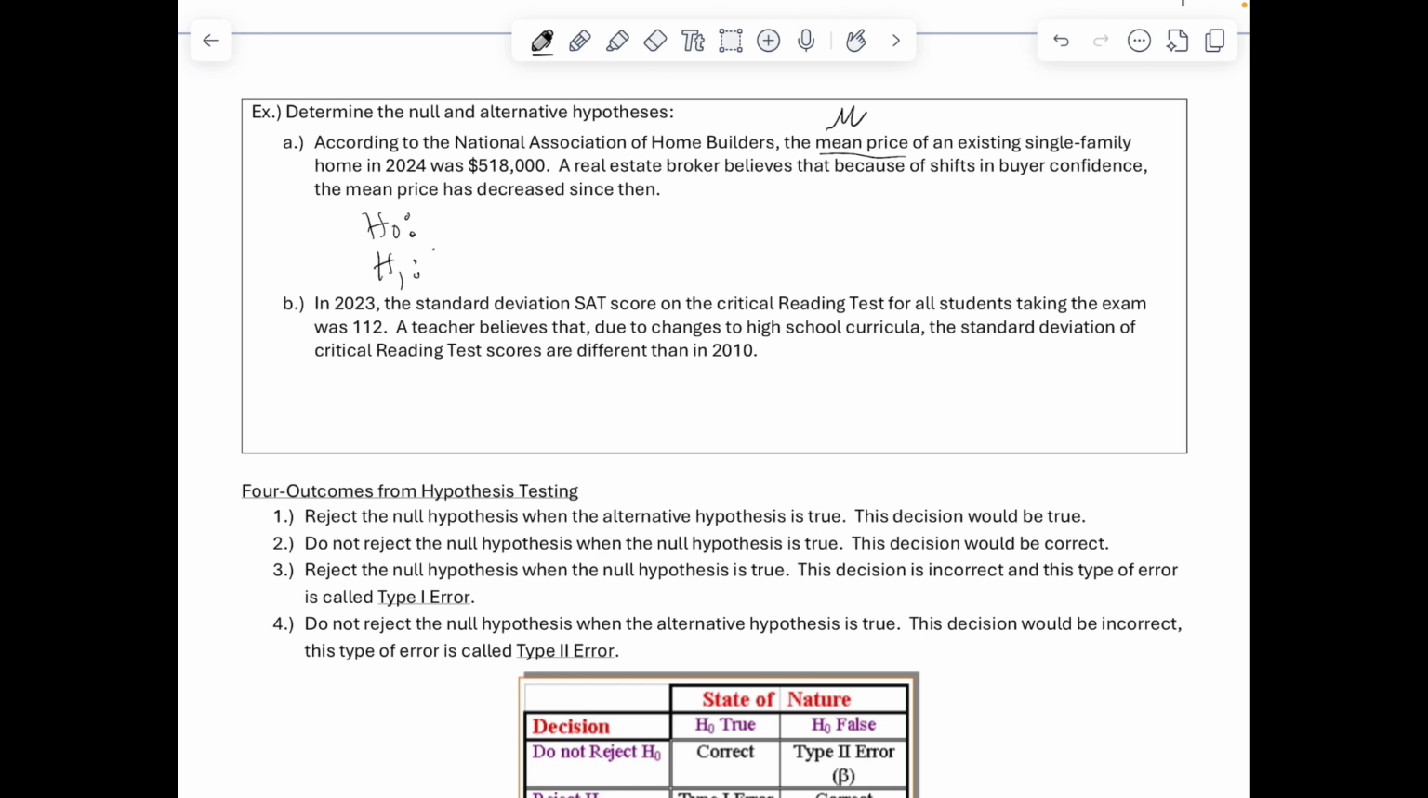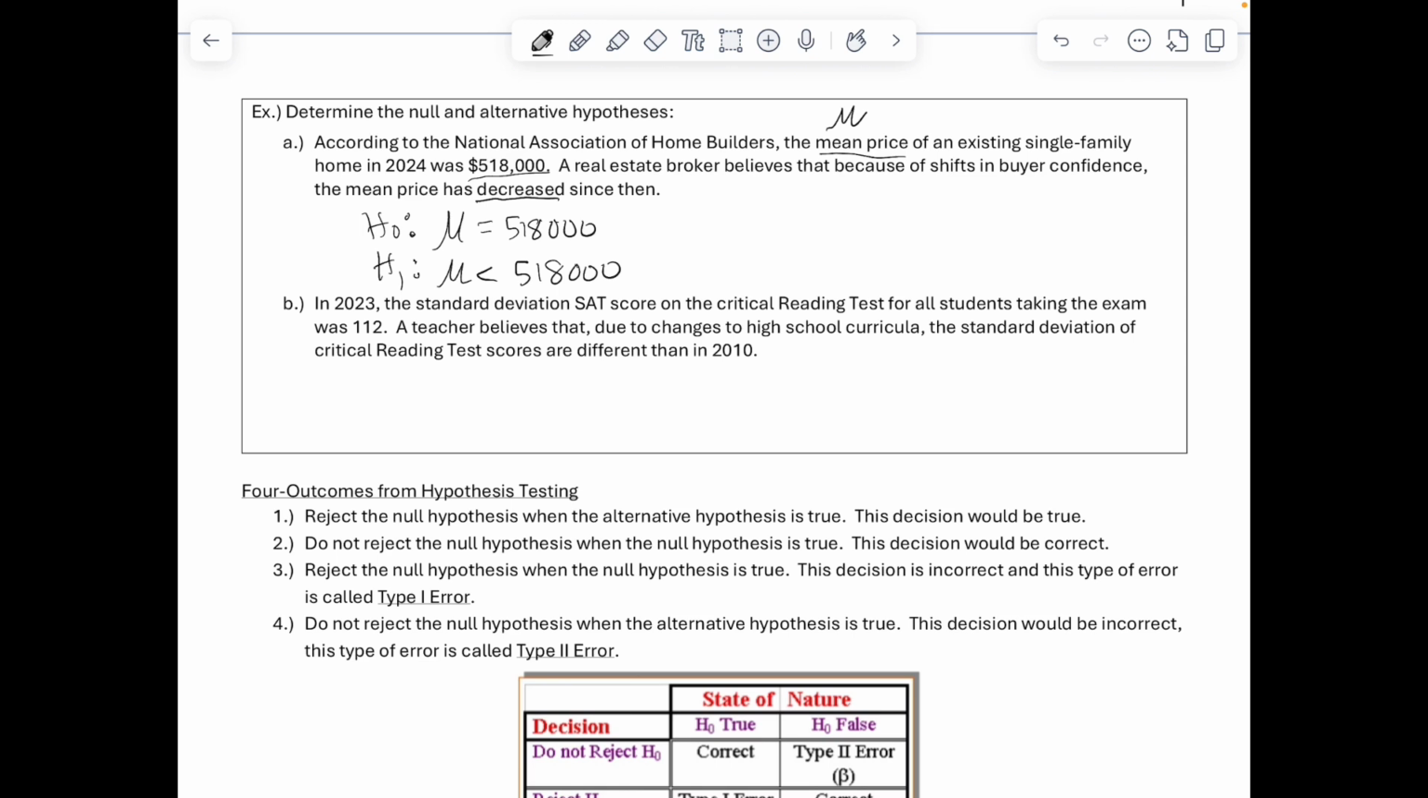Since we are talking about the mean price, I'm going to put mu for both of these. Remember that your null always has an equal sign. So go ahead and put an equal sign. And then you'll notice that the wording here is that it has decreased since then. So for my alternative, I'm going to put a less than symbol here. And the amount that we are talking about is $518,000. So I'm going to go ahead and write 518,000, and that same number would be used for both the null and the alternative.